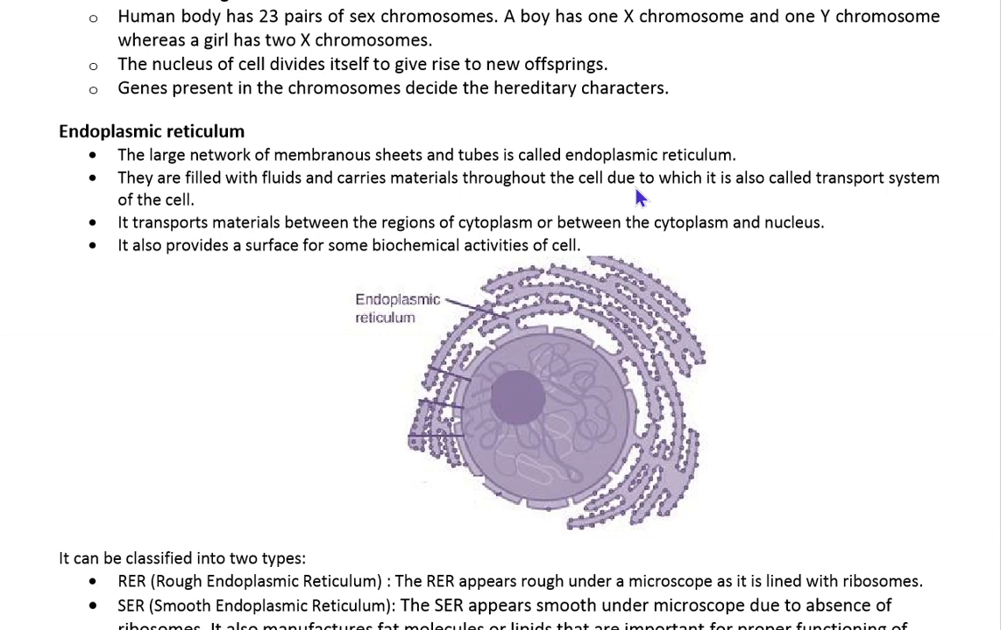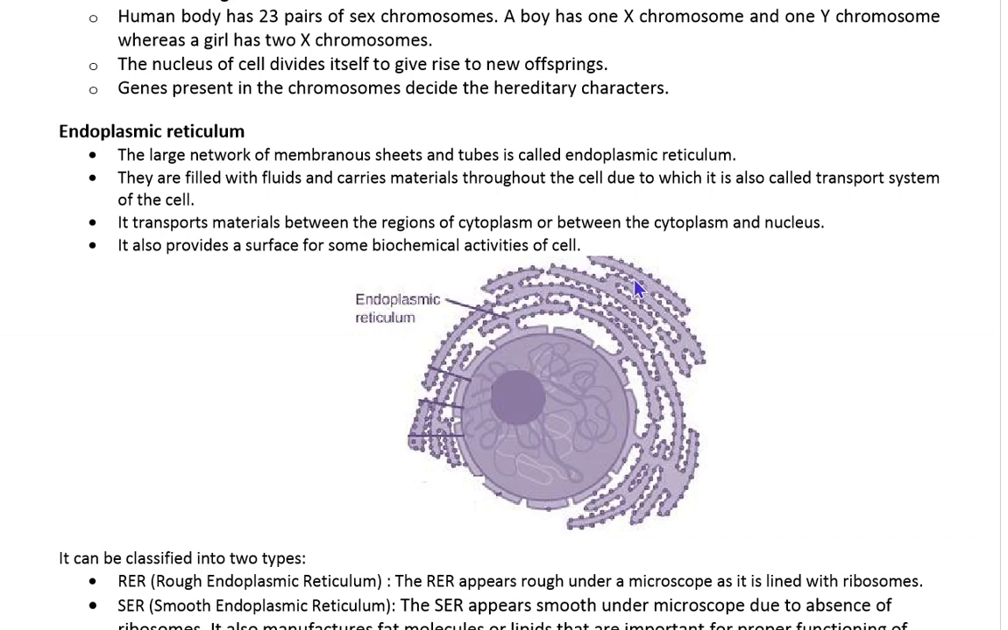transport system. So the transport system of the cell is the endoplasmic reticulum. It transports all the materials from the cell to the cytoplasm and other organelles. It transports material between regions of the cytoplasm or between the cytoplasm and nucleus. It also provides a surface for some biochemical activities of the cell.